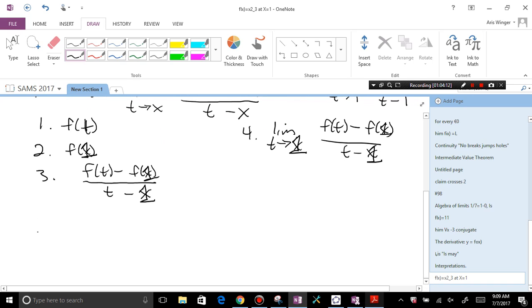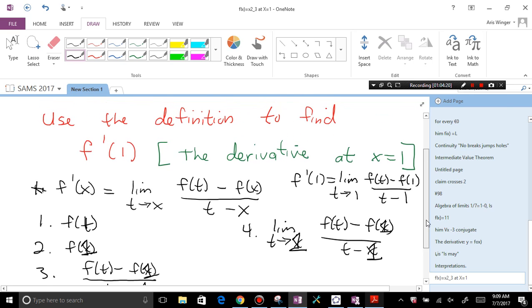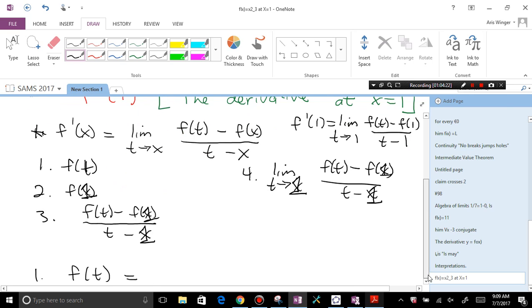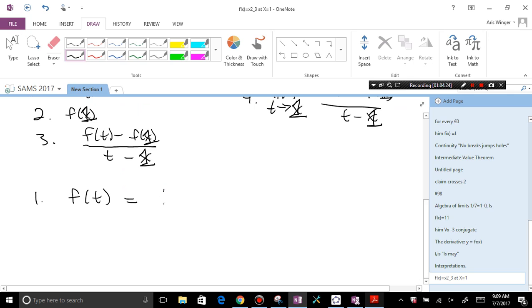All right, f of t, what's f of t? F of x is x squared minus 3. F of t? T squared minus 3. Perfect. F of 1? 1 squared minus 3 is equal to negative 2. Okay.